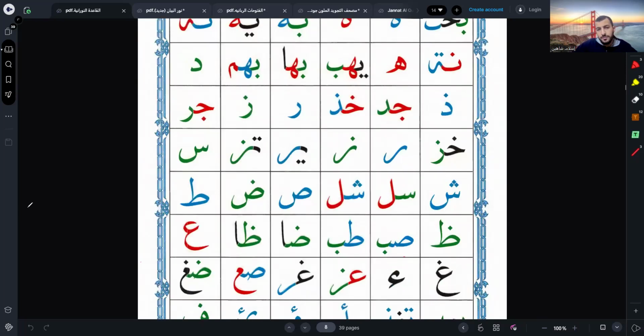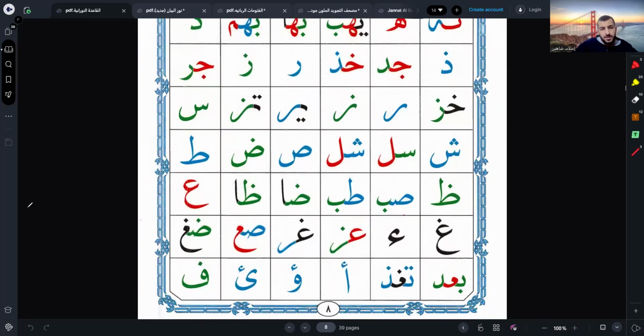Going down a little here. So it's going to be the same, it's easy, but there are some different letters like ra, da. So we have here jim, dal, kha, dal, ra, za, jim, ra. Don't forget ra is not connected from the left side. Also the za, like the alif, right? Dal, dal too, and letter wow. Six letters are not connected from both sides, just connected from the right side.